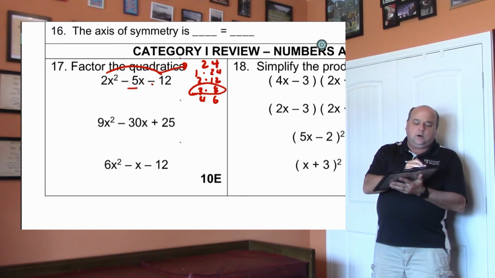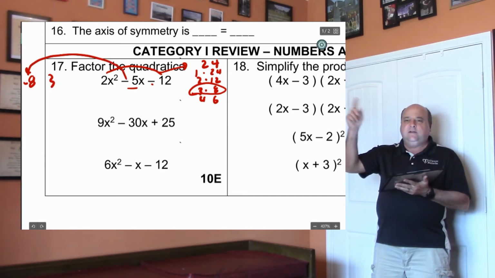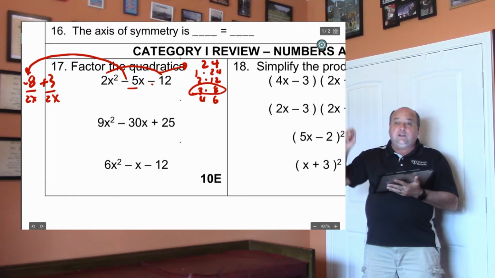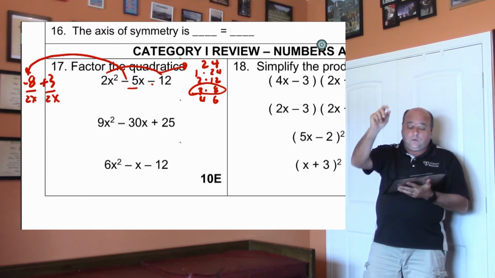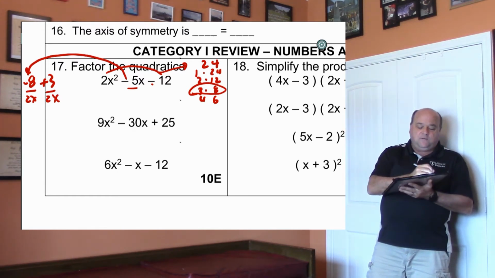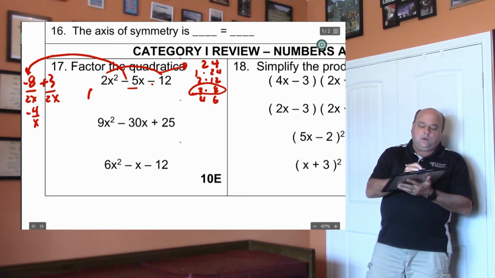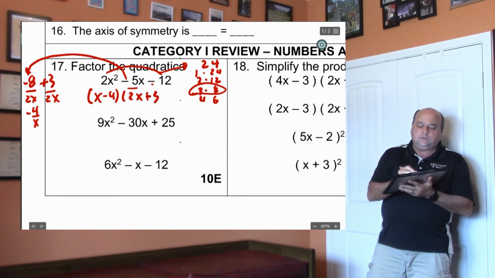So I'm going to go over here on the right and put 8 and 3. This sign goes in front of the big number, and then negative 8 plus 3 is 5, and then I'm going to put fraction bar 2x on the bottom. Eventually, these will turn into your zeros, okay? We'll get into that this week. But the first one will simplify to negative 4 over x. So my parentheses will be x minus 4 and 2x plus 3.